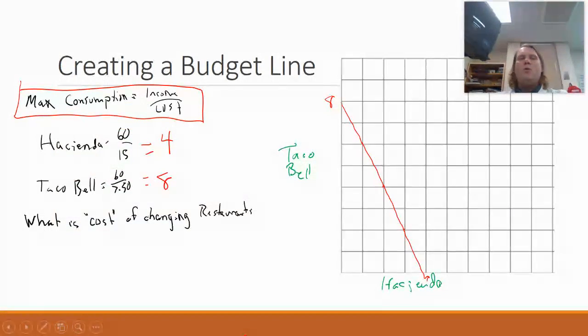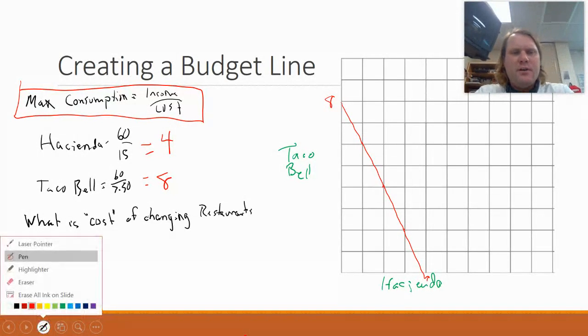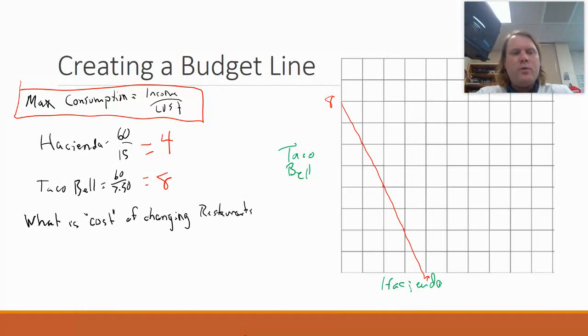Now, the next thing we want to figure out is what is our cost of changing restaurants. So let's just say this is back-to-back weeks. Let's say I went to Taco Bell 8 times in 1 week. Not healthy, but that's okay. And the next week we said, you know what? I'm sick of going to Taco Bell. Okay, so let's say week 1, I was behaving right there. 8 Taco Bell, 0 Hacienda.